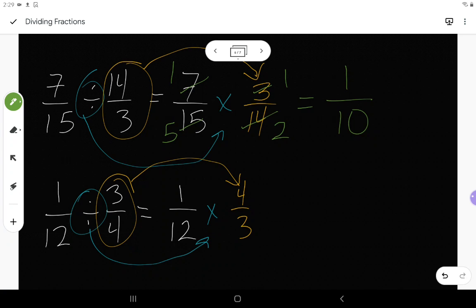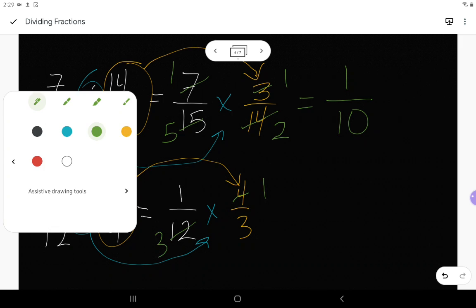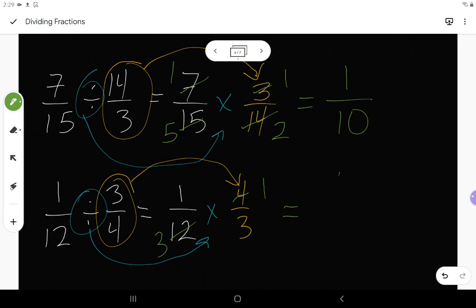Cross reduce. 1 and 3, no common factors. 12 and 4, common factor 4. 4 divided by 4 is 1. 12 divided by 4 is 3. And that gives us 1 times 1, which is 1, and 3 times 3, which is 9. Okay, so that's dividing fractions. And the funny thing is, we don't actually divide. We multiply by the reciprocal.